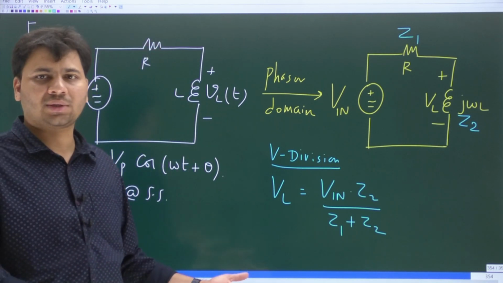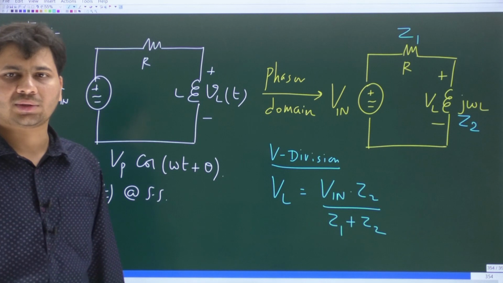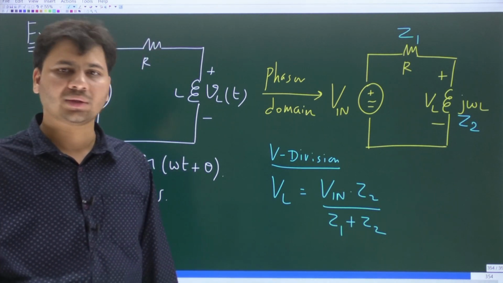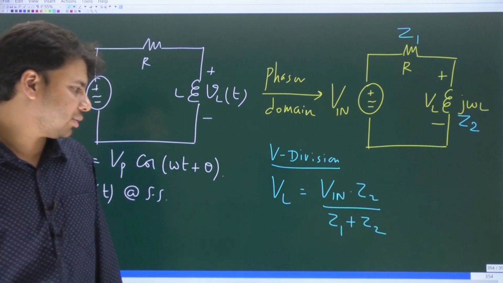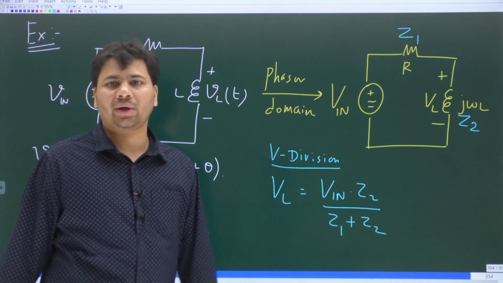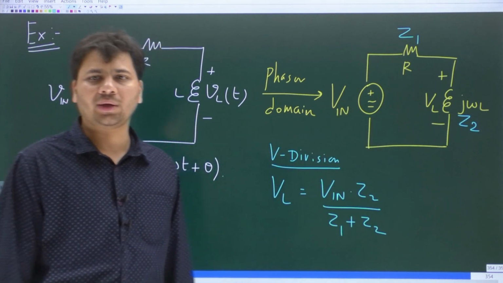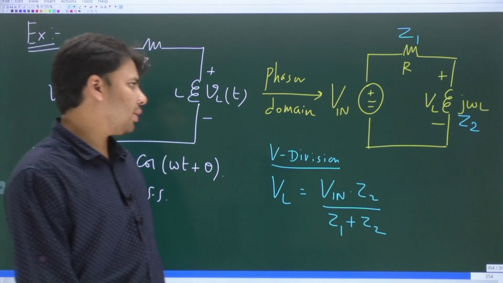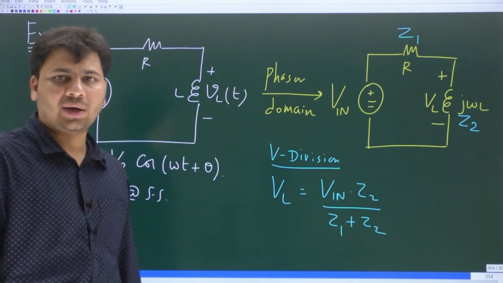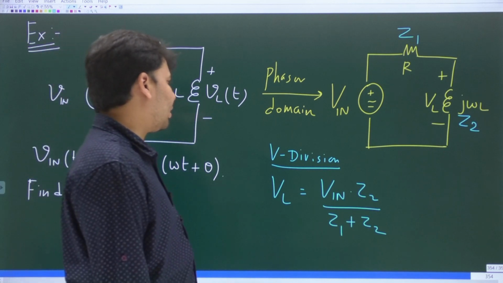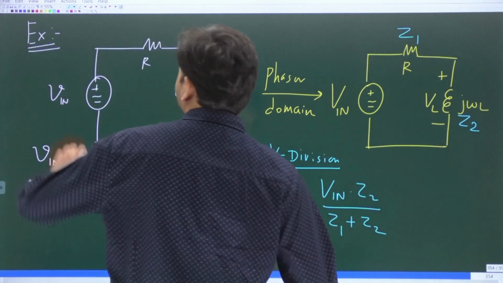There we have resistances, now we have impedances. Whether it is the resistance or the impedance, both will obey Ohm's law. So nothing is going to change. The phasor voltage across the inductor will be Vn times Z2 by Z1 plus Z2, where Z2 is j omega L, and Z1 is R itself. And what about capital Vn?